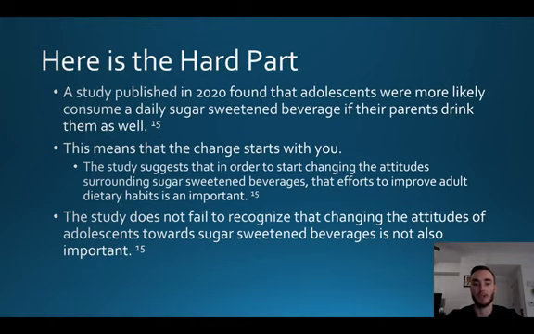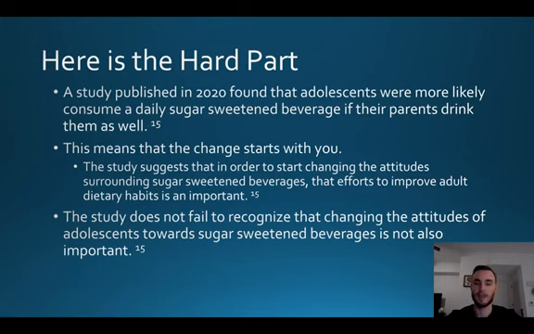And the study that I'm referencing says that in order to start changing the attitude surrounding sugar-sweetened beverages, efforts to improve adult dietary habits is important. So with that, though, the study also doesn't fail to mention that in order to help in adolescent behavior changes, it's not all on you. So don't think it's all on you. However, you do play an important role.